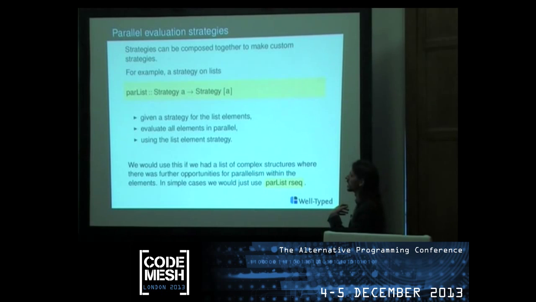So what it does is it evaluates all of those elements in parallel, and it uses that strategy on each element. So for example, if we had a list of more complicated structures, and there was parallelism available within the elements in the list, then we would say parList applied to our strategy for the element. If our elements are small, we might just use rseq as the strategy to just evaluate it serially, with no further parallelism within the elements.